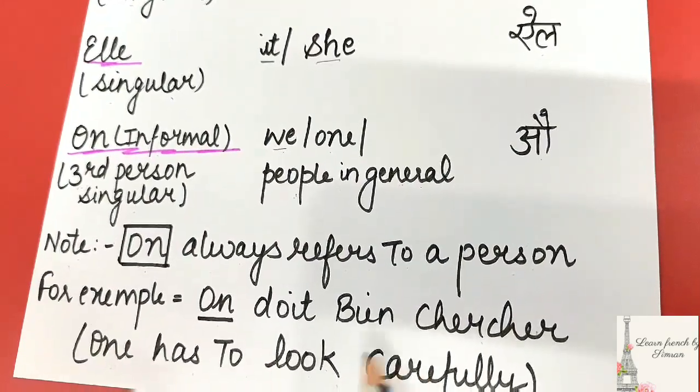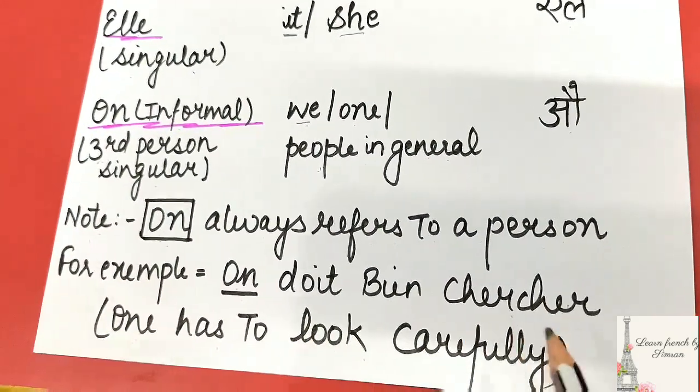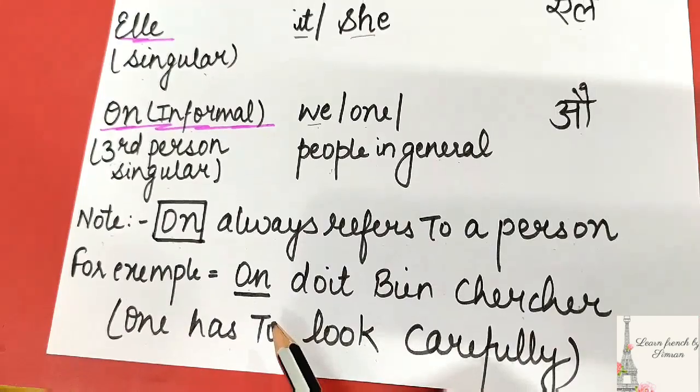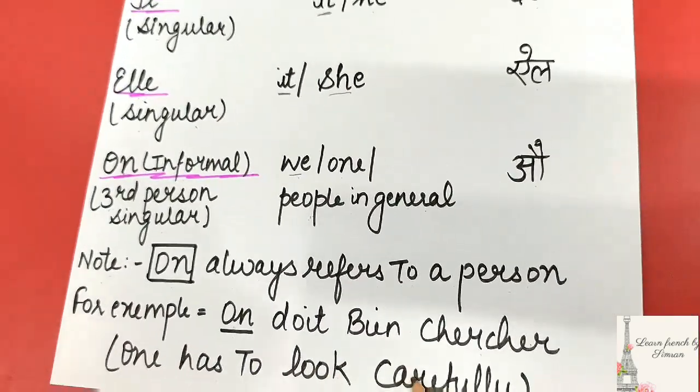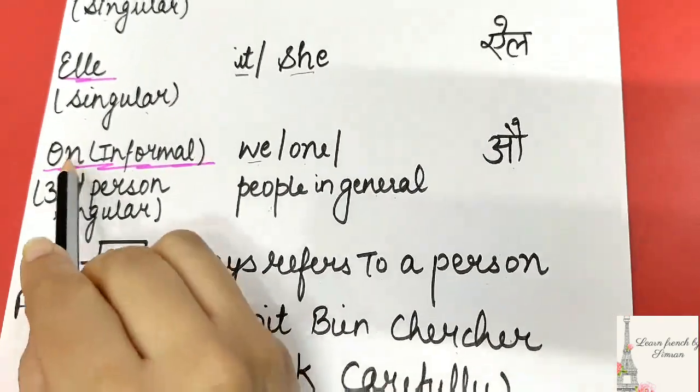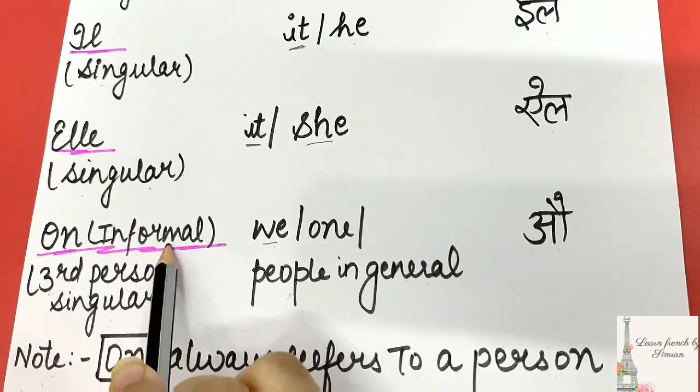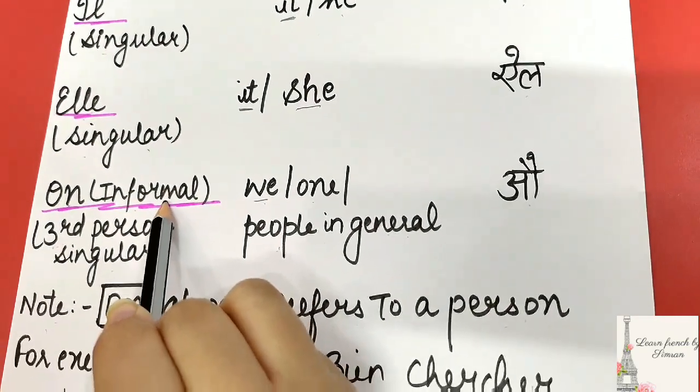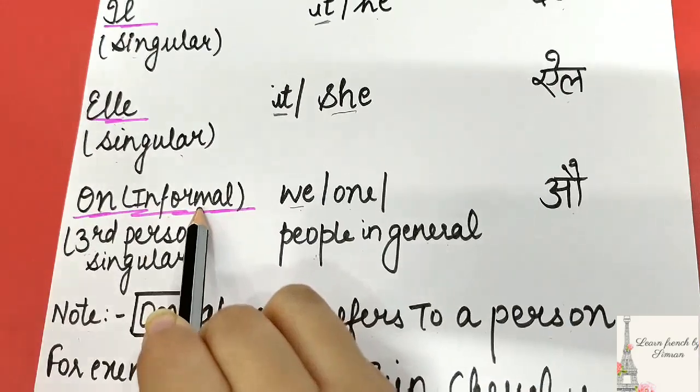If I say it in English, that one must exercise daily. So you are generally talking in this. So in these situations you will use "on," and it is used as informal. We will not use it in formal situations.